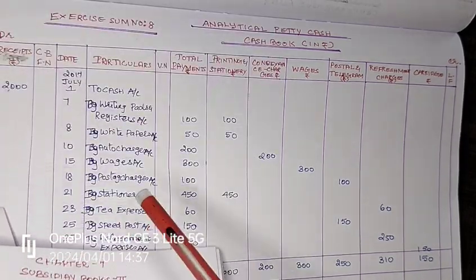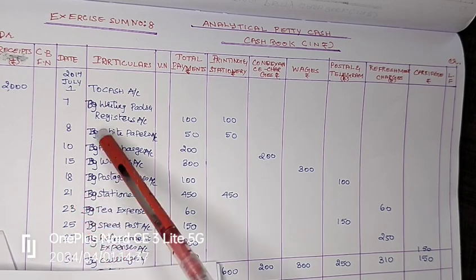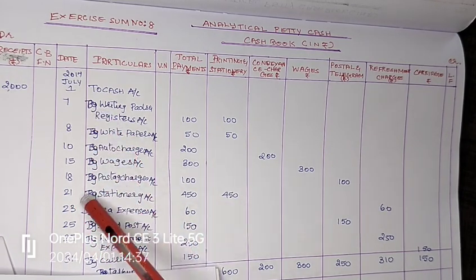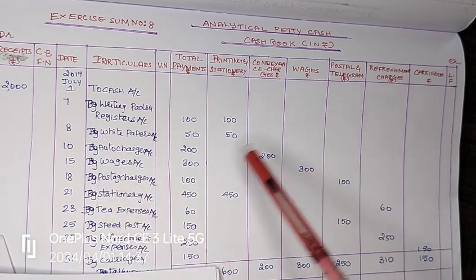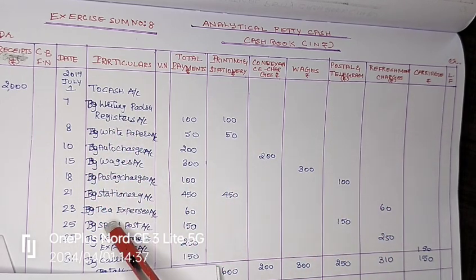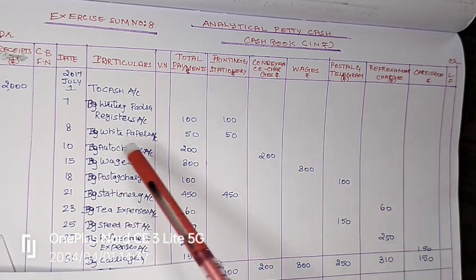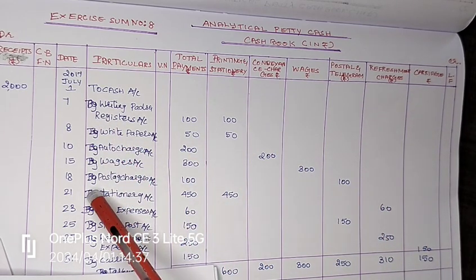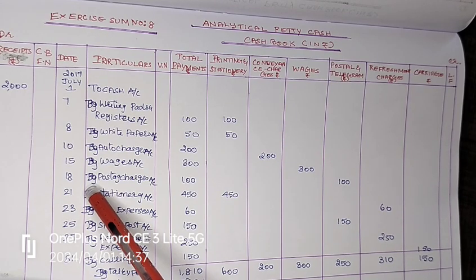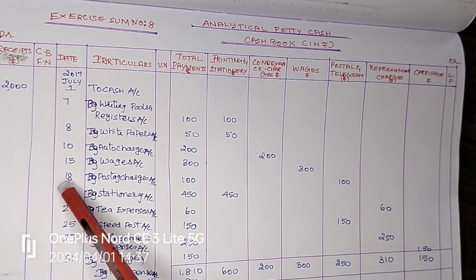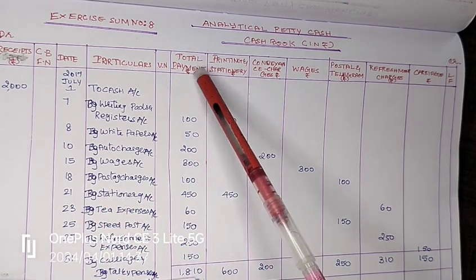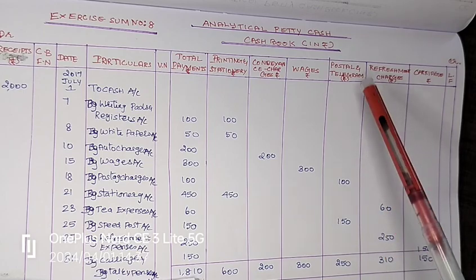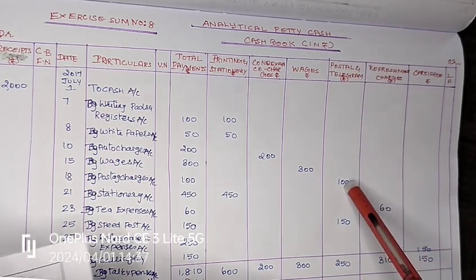Dated on 18, postal charges rupees 100. This is a payment. We always start the payment with 'by' on the particular column. We enter all the payments and all the expenses into the credit side. We always start the word with 'by'. So postal charges, how much? 100 rupees. Dated on 18, by postal charges account 100 rupees. We entered on the total payment column, and also 100 rupees on the postal and telegram column.